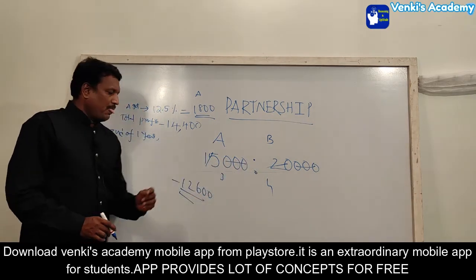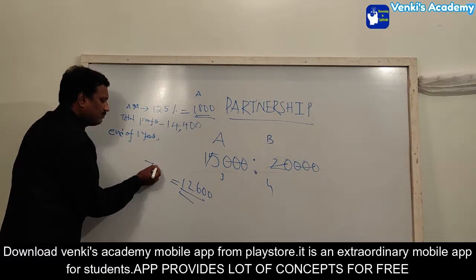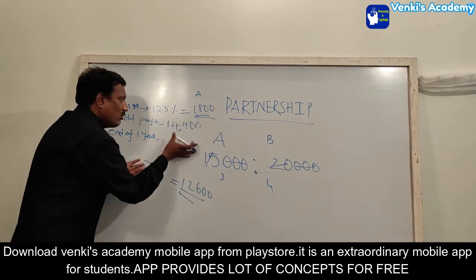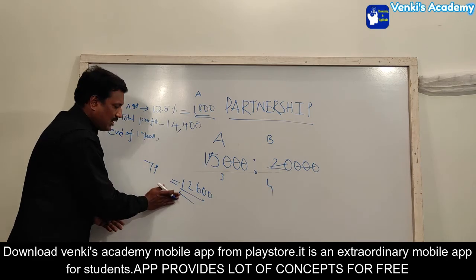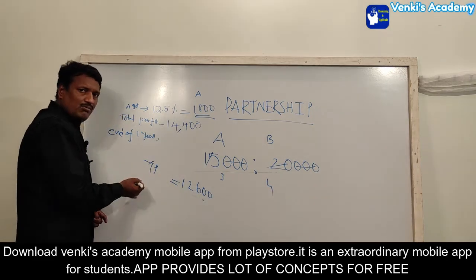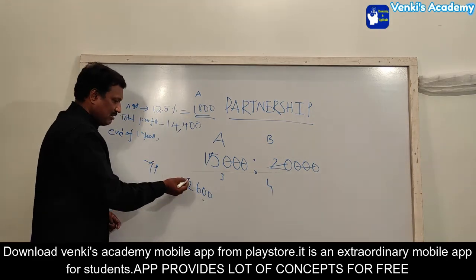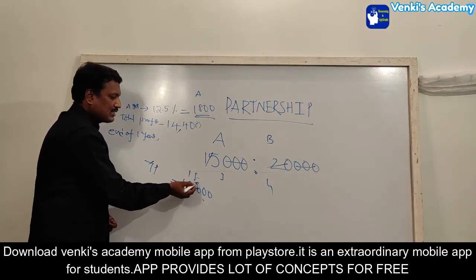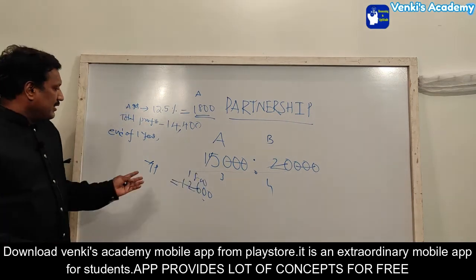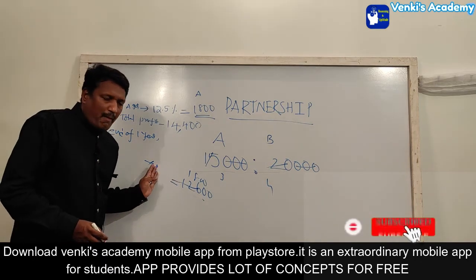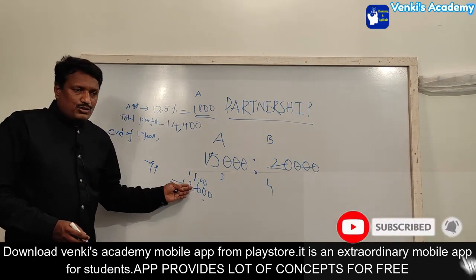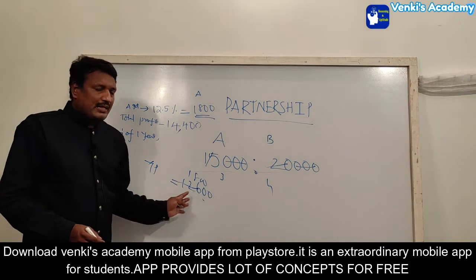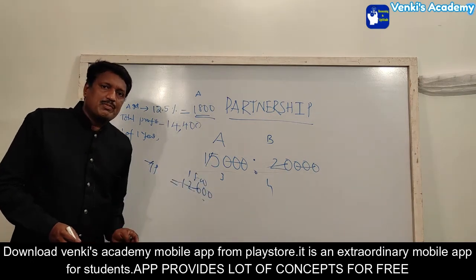Totally 7 parts. These 7 parts will be equal to this amount, 12,600. So now we have to find a single part. 7 ones are 7, 7 eights are 56, so 1,800. Now here in these investment units, one part is 1,800. So whenever you find one part, we can distribute easily depending upon the investment units.